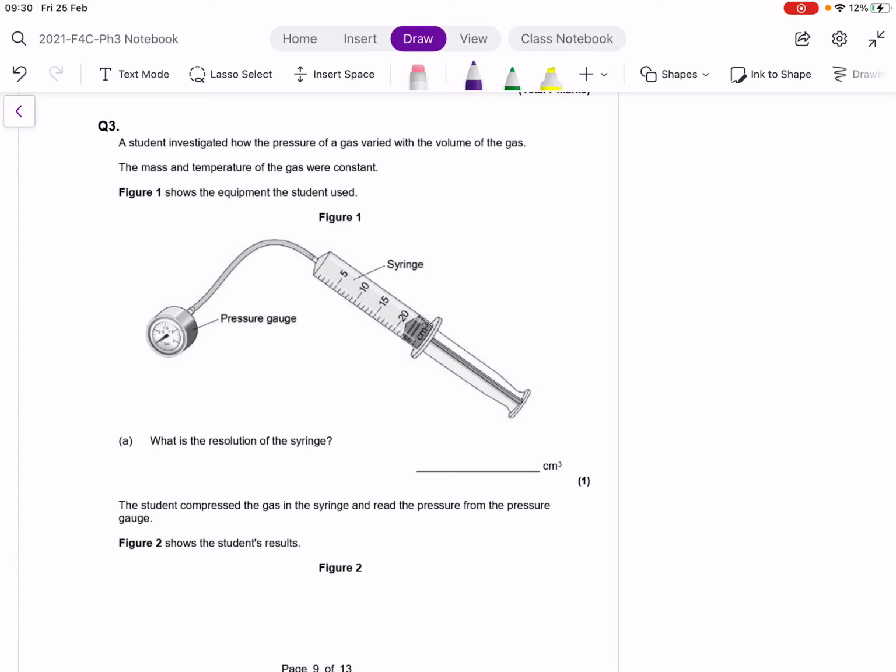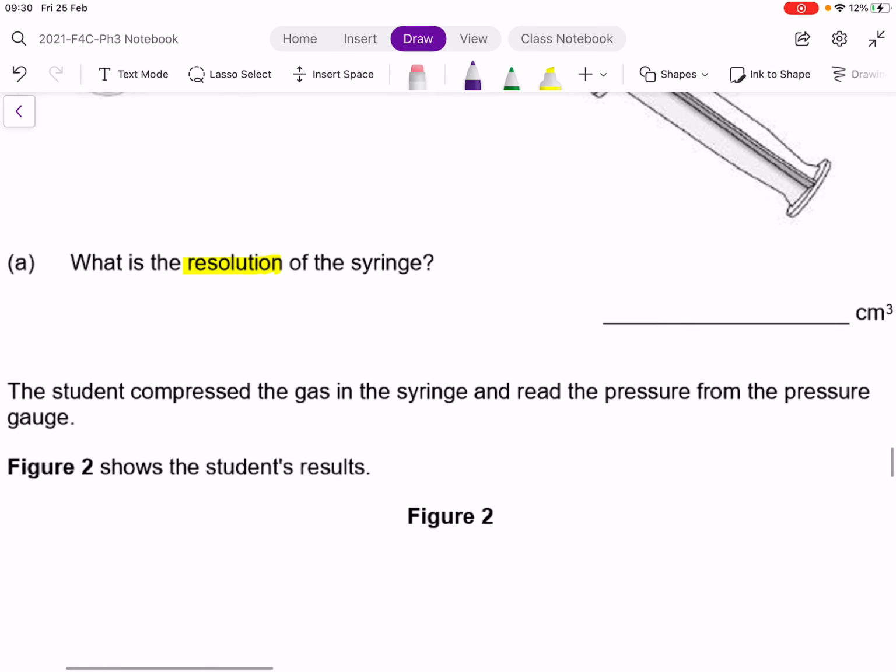All right, the final question here, question 3. First of all, what is the resolution of the syringe? Well, what does this word resolution mean? It basically means the smallest measurement you can make.